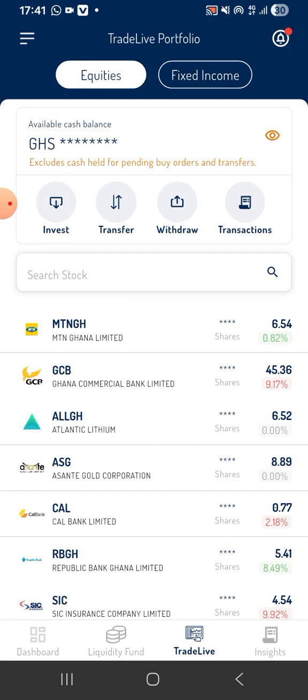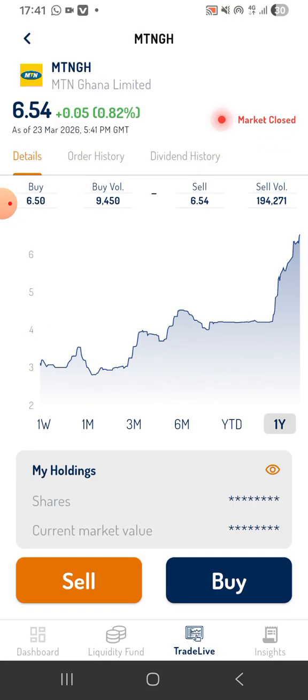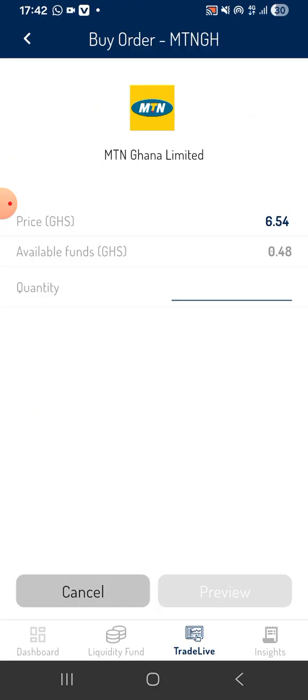Okay, now let's say I have made the deposit. I want to invest in MTN Ghana. So I click on MTN. Currently MTN is at 6 cedis 54 pesewas. So I want to buy MTN, so I just click on buy.